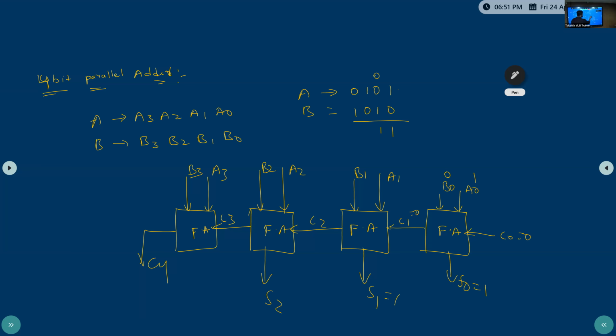The sum is 1. Where this one is 0 and this one is 0, the carry is already 0, so this carry is also 0. Here B is 1, and the carry is already 0. A is 1, B is 0, so the sum is 1 and the carry is 0. When A is 0 and B is 1, the sum is 1 and there is no carry, 0. This is the result you will get. So this is the adder.